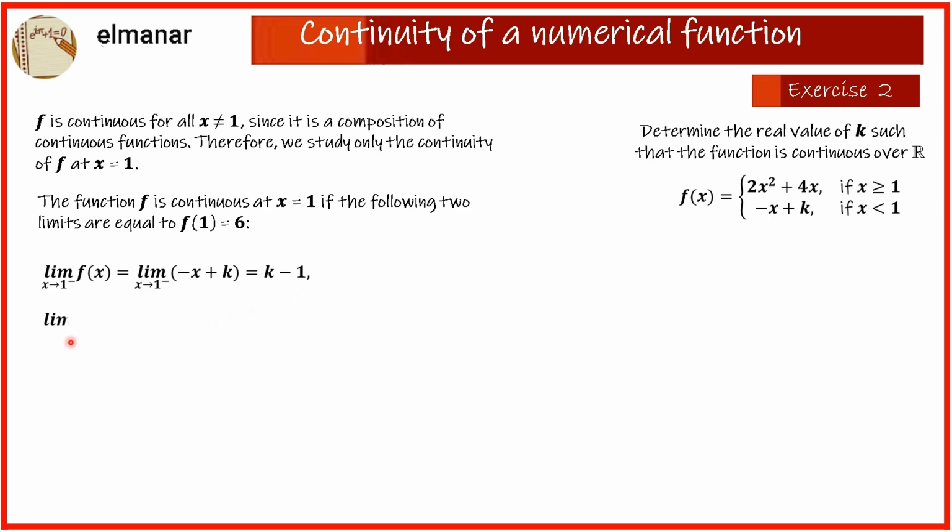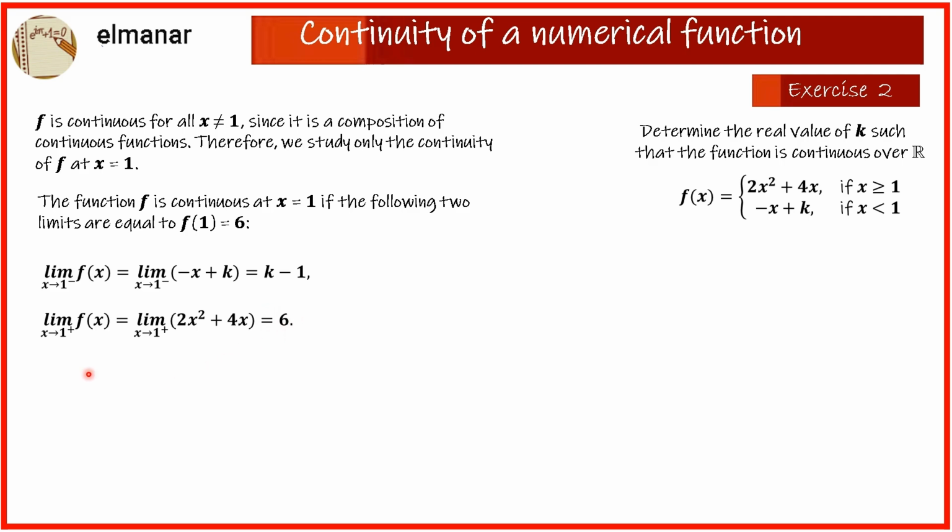Now let's move to the right side. For values strictly greater than 1, the function is given by a polynomial, 2 times x squared plus 4 times x. So let's compute the limit of 2 times x squared plus 4 times x as x approaches 1 from the right. Substituting, 1 squared is 1, times 2 gives 2, and 4 times 1 gives 4. Adding them together, we get 6.